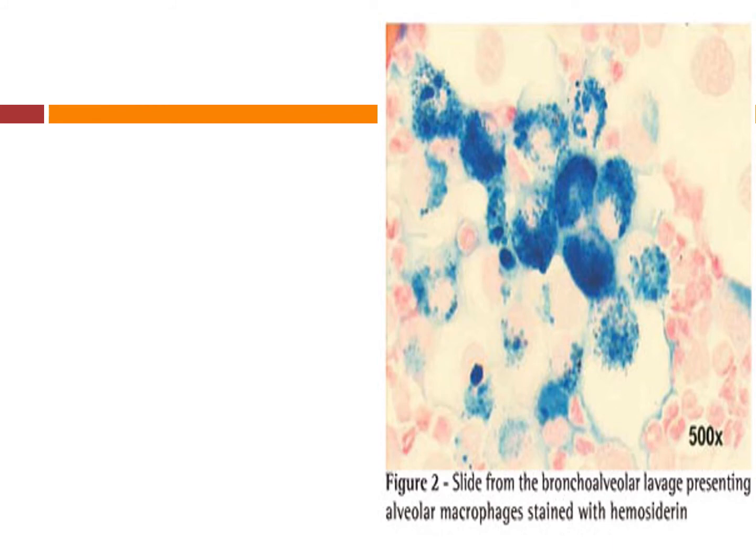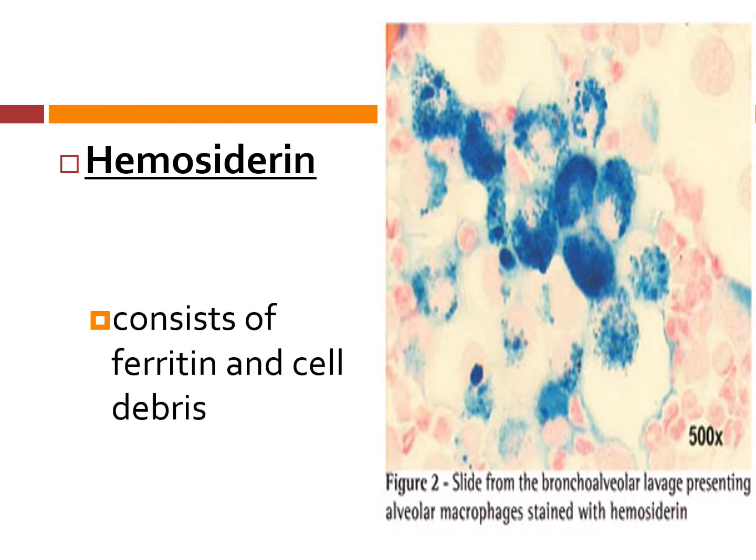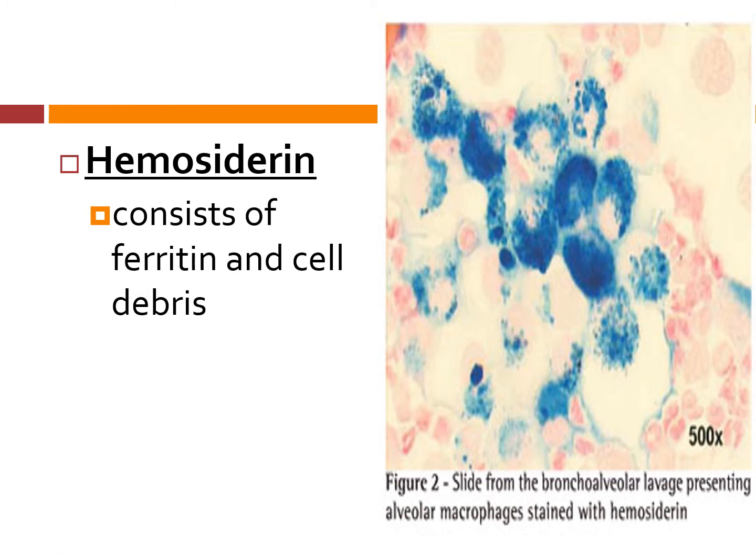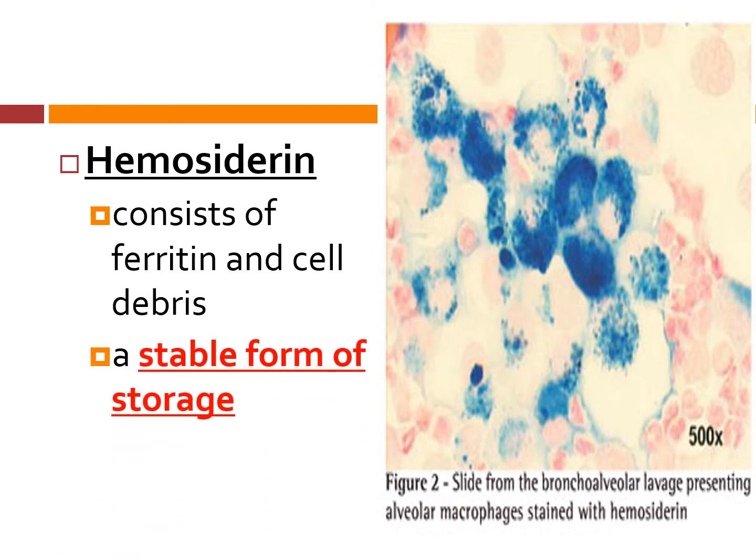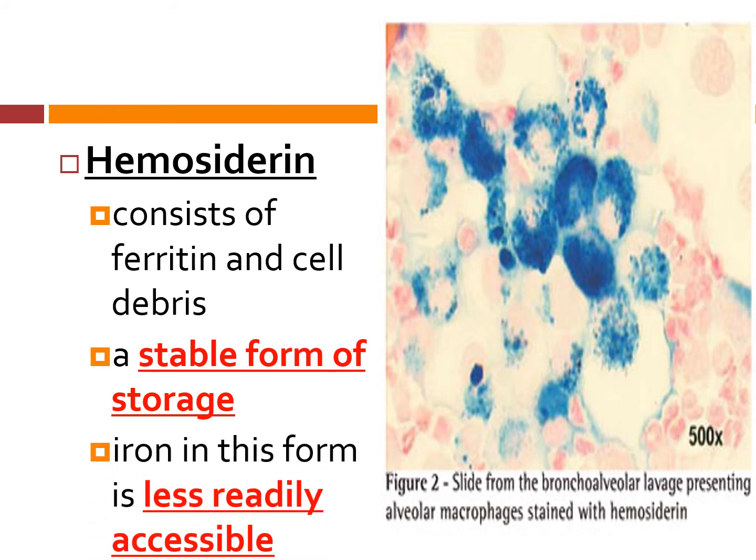In the picture, you have a slide from a bronchoalveolar lavage presenting alveolar macrophages stained with hemosiderin. Hemosiderin consists of ferritin and cell debris, and it is a stable form, which means it cannot be used, because the ferric iron in hemosiderin cannot revert to ferrous, which is the heme form of iron.